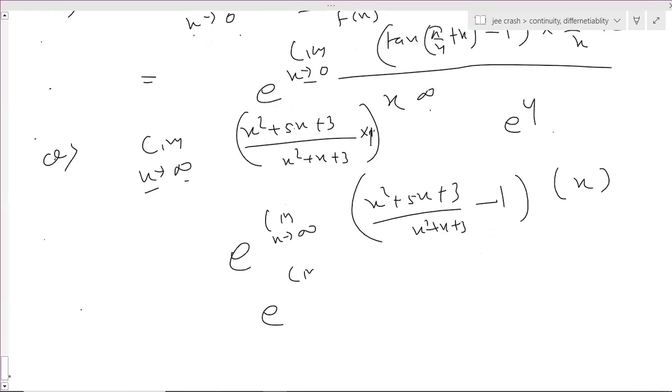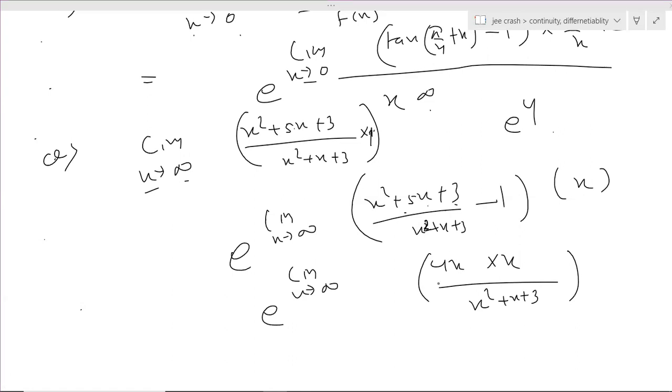So e to the power limit x tending to infinite. If we take LCM here, x square and x square will be cancelled. 5x minus x is 4x. 3 minus 3 is 0. And this is upon x square plus x plus 3, into x. So again, you can use L'Hopital. Is it clear, everyone?